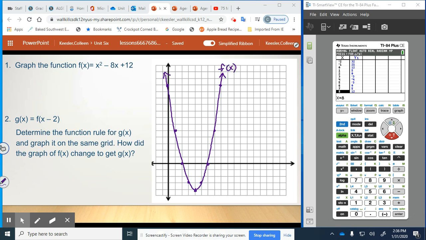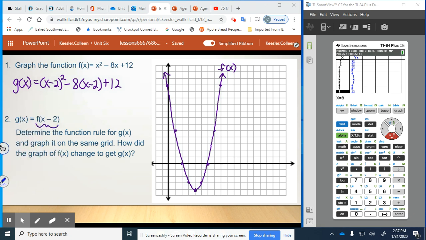So now it says to graph g of x and determine the function rule for g of x using that formula. Graph it on the same grid and see how f of x changed to get g of x. So because it says it's f of x minus 2, wherever there's an x in f of x, we're going to replace it with x minus 2 in parentheses. So g of x is x minus 2 all squared minus 8 times x minus 2 plus 12. And we don't have to put that in standard form unless it asks us to.